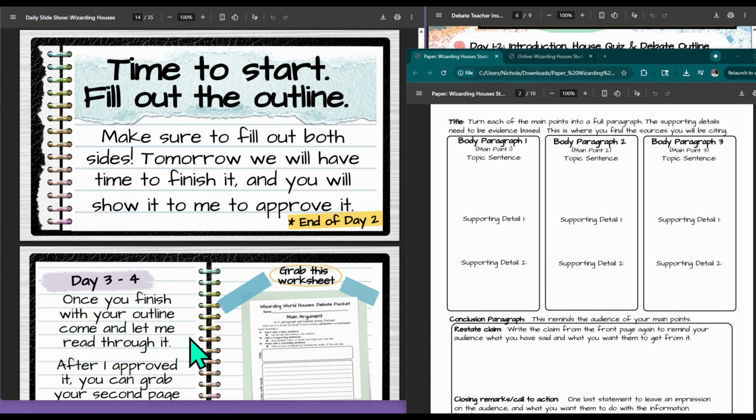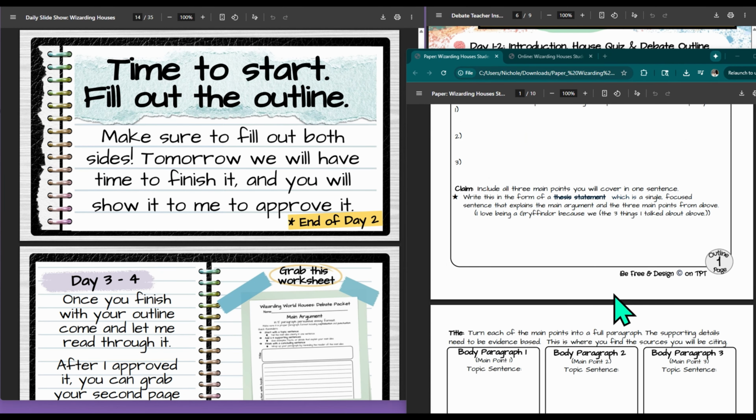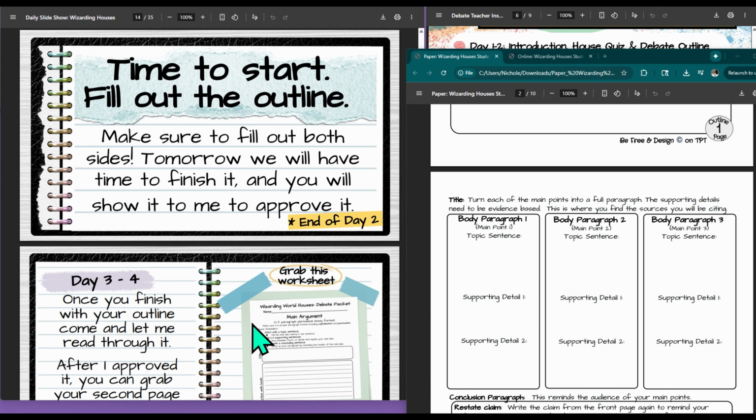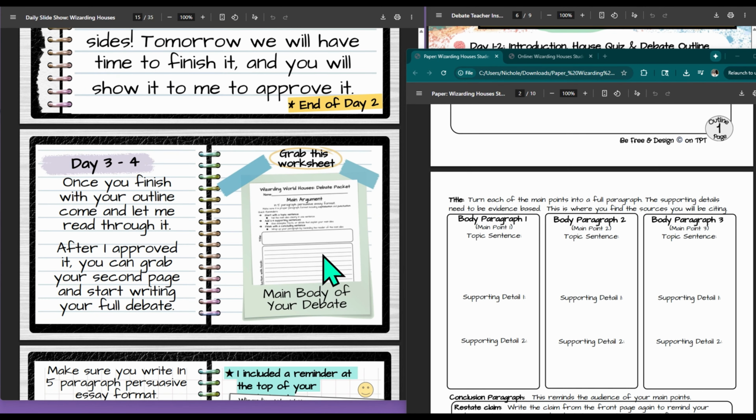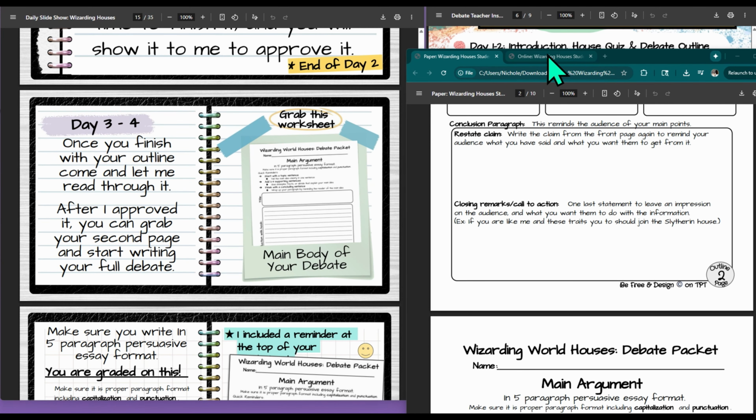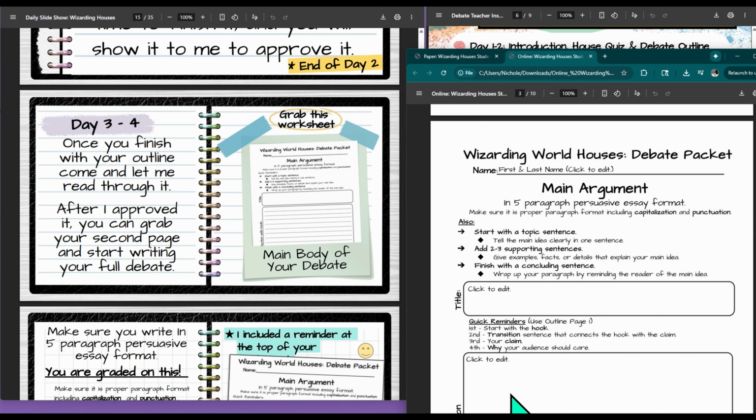I give them a couple of days to do both things. I make them bring me this outline before I give them this paper, because I want to make sure that their papers are going to be appropriate before they put the time into handwriting everything. So on day 3, I start with saying, once you finish with your outline, come let me read through it. After I approve it, you can grab your second page and start writing your full debate. Also, if they are typing it right over here, I do have the editable online text, and I can link this on my Canvas page. They're 2 separate papers because this one I link and the other one I have in person.